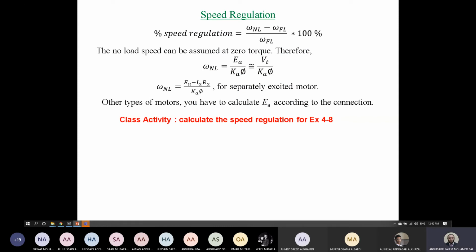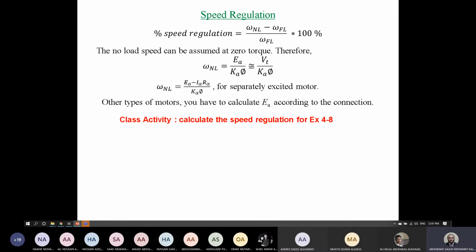Another definition needed in DC motor is called the speed regulation. Speed regulation is a matter of evaluating the machine in terms of how the machine can keep the speed constant. Of course, we know that if we load the machine, the speed will be decreased. However, if the speed decreased a lot, this means that this motor is not well designed. So we should test the machine and test something called speed regulation.